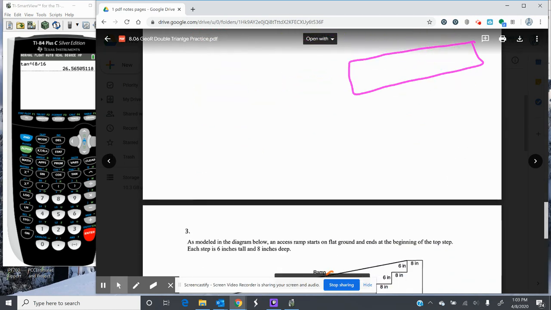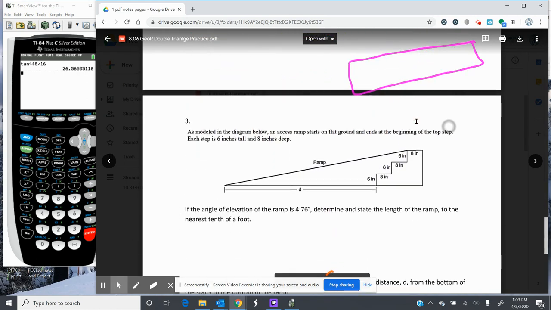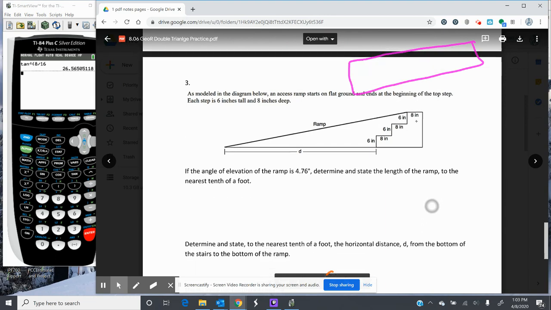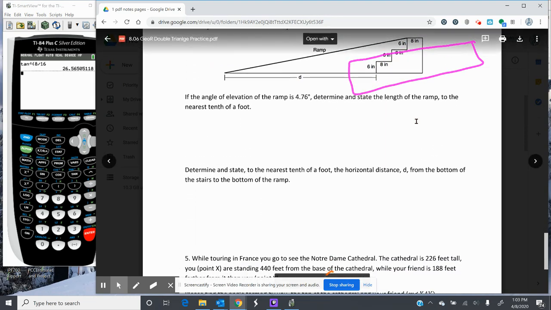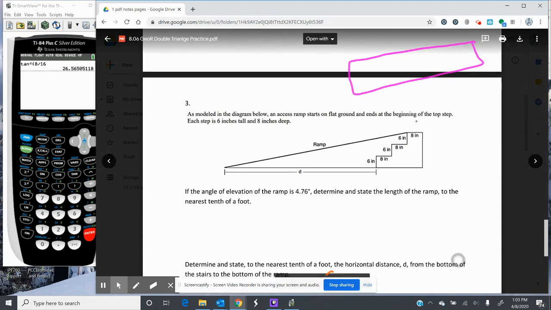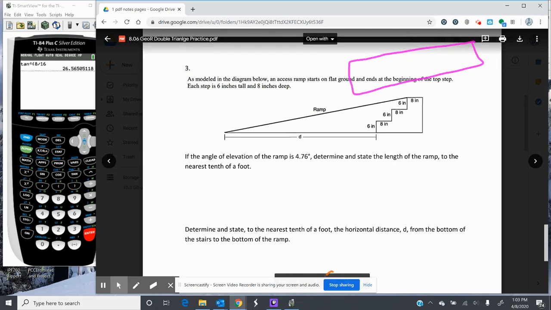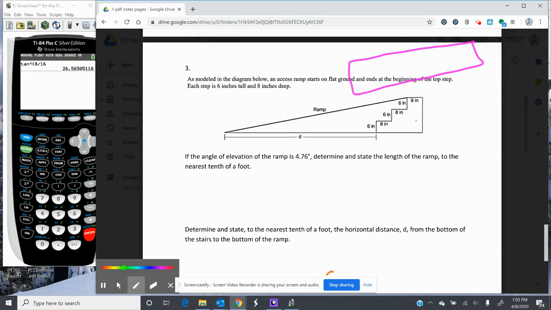Here, just so you know, it's a little bit mismarked. We have exercise 3, and then we also have exercise 5 that we want you to be doing here as the homework questions. The trick here with number 3 is the units. So I'm just going to read this one. It says, as modeled in the diagram below, the access ramp starts on flat ground and ends at the beginning of the top step.